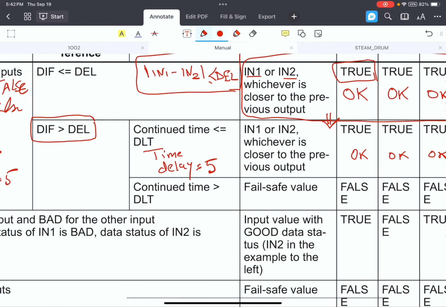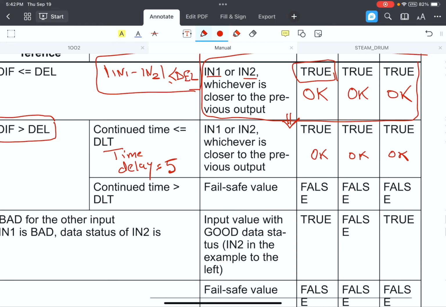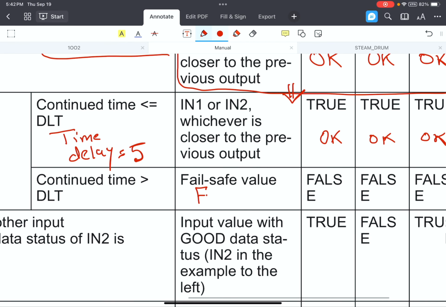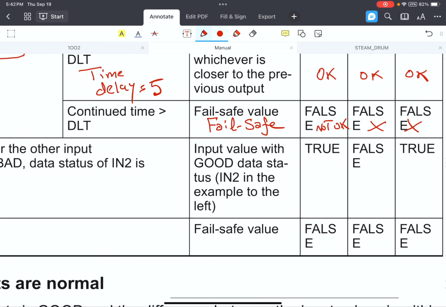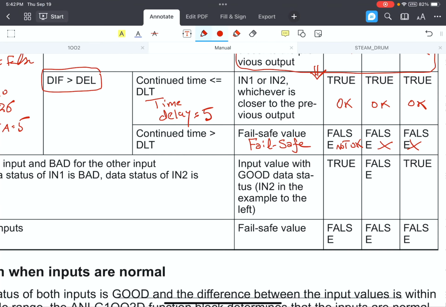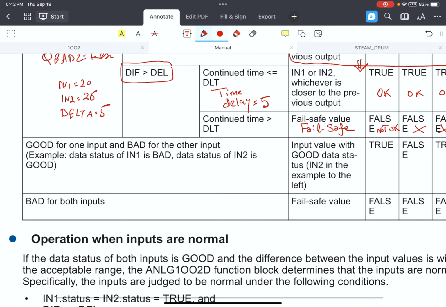But if the deviation happens for a longer period of time, more than 5 seconds, we will report a failsafe value, and that will be a shutdown. All the normal signals are false, and it's a shutdown. Everything is not normal, and that will be a shutdown. So this is the first case.